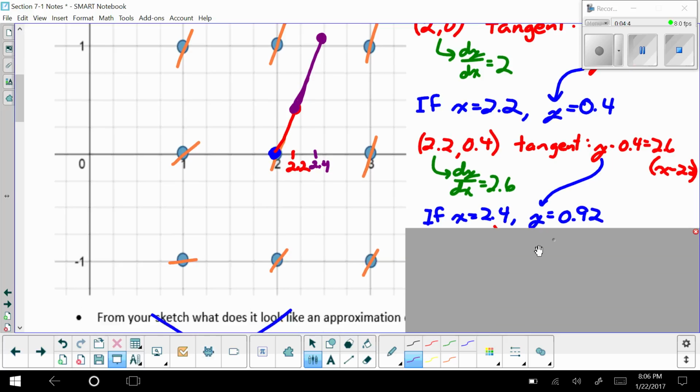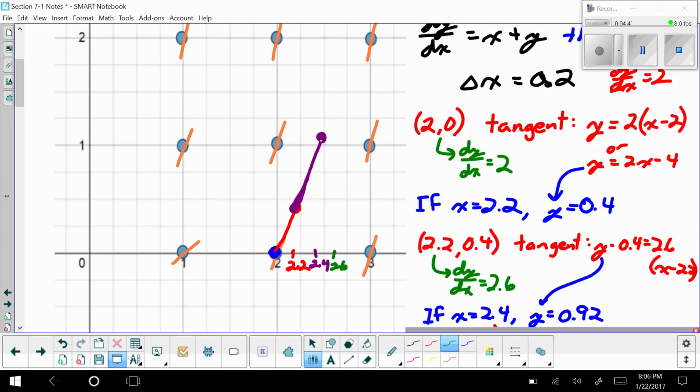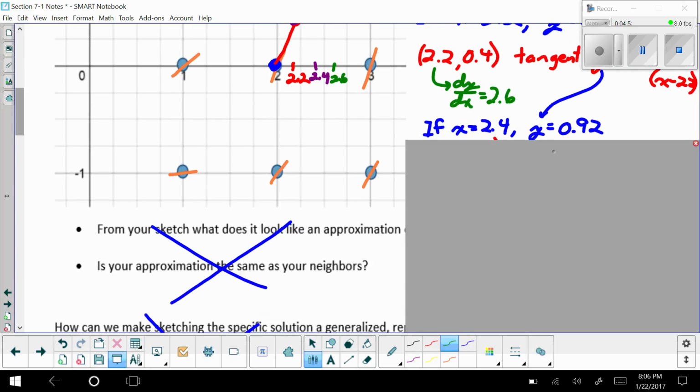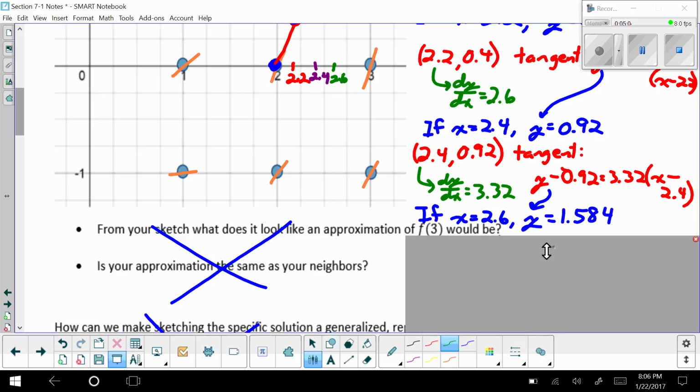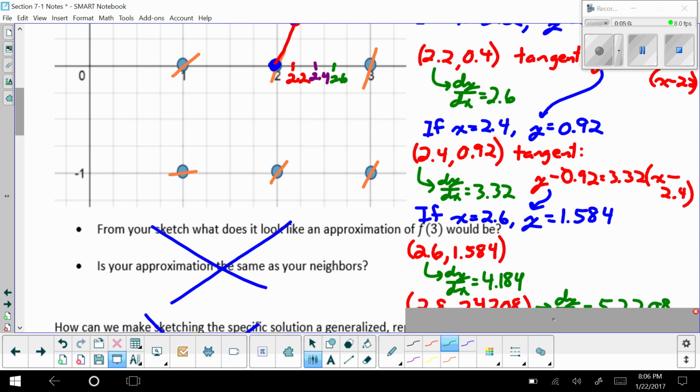So then I carry on. What if I go on to 2.6? Well, I need the tangent line at 2.4, which has a slope of 3.32, giving me a new tangent line. I plug in the 2.6 for x on this tangent line. You get y is about 1.584. And I want to keep doing this.